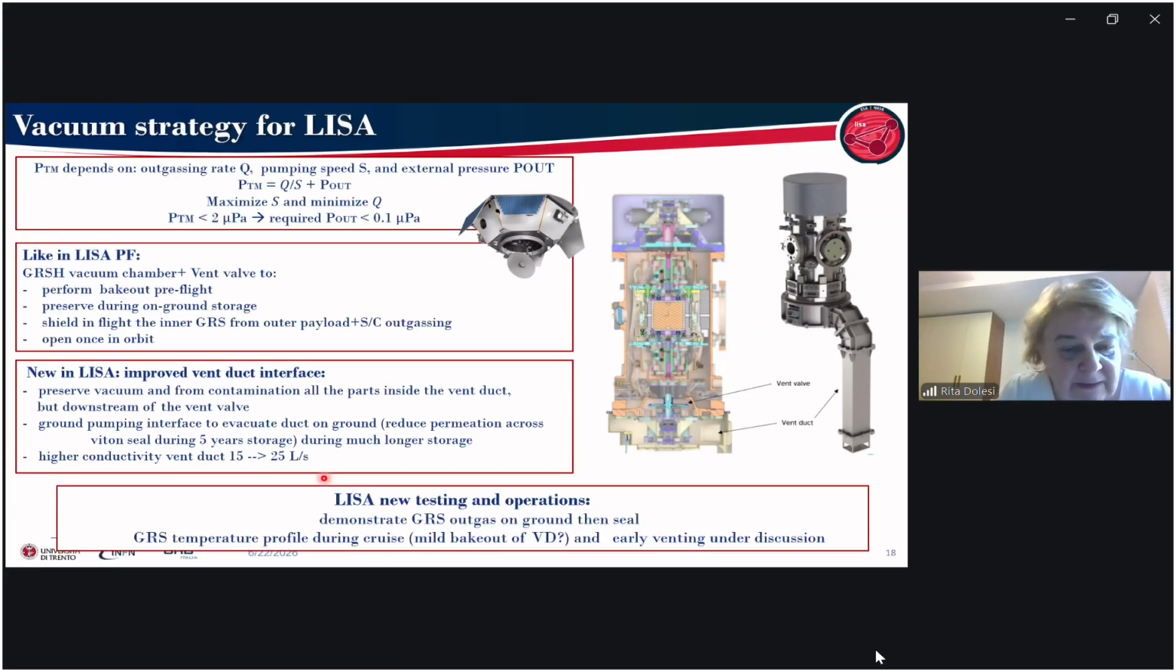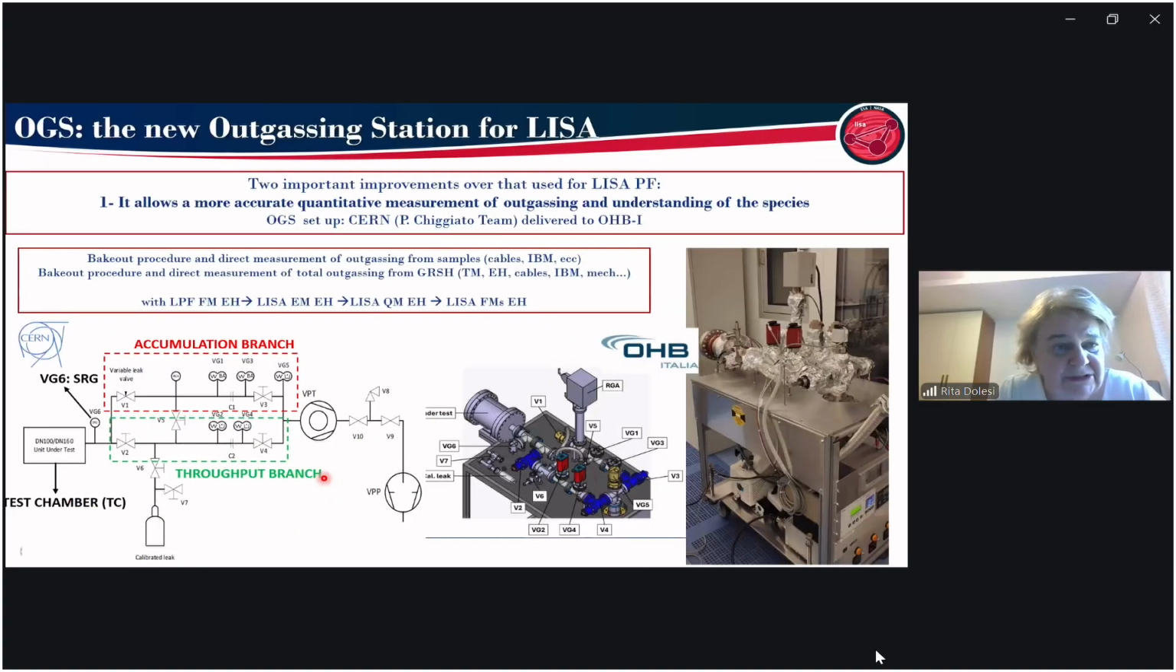pumping speed. So the approach now, our plan is to demonstrate the gravitational reference system outgas on ground and then to seal it, to send it for integration at the spacecraft, and then basically to open this vacuum system, maybe during the cruise, but we are still thinking about this. Another important improvement is related with the testing and the measurement of the outgassing rates. That is a very important parameter.